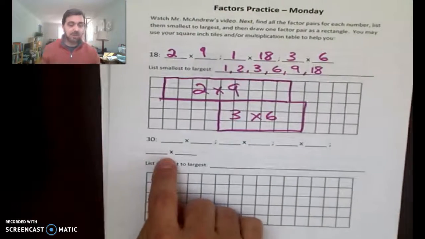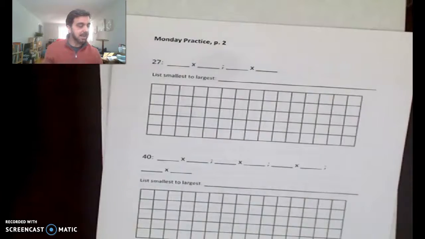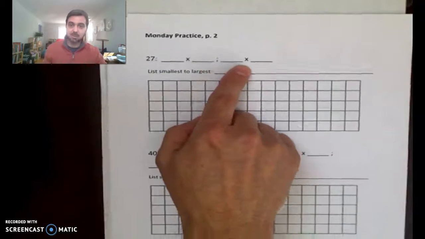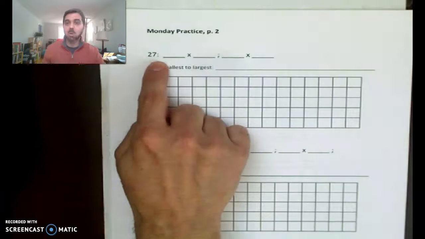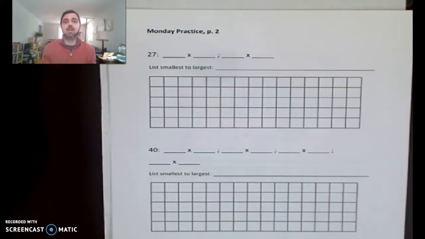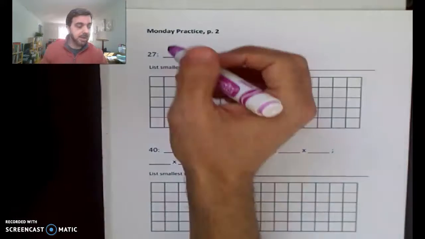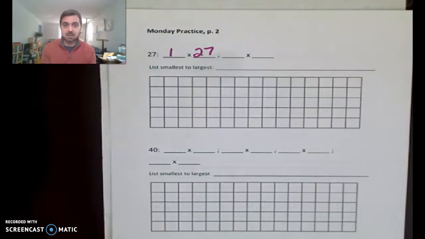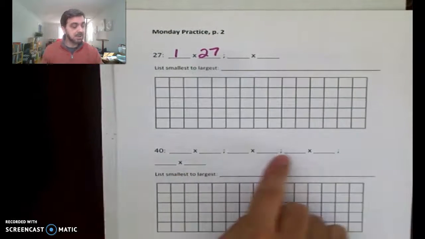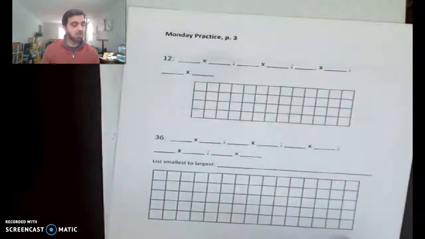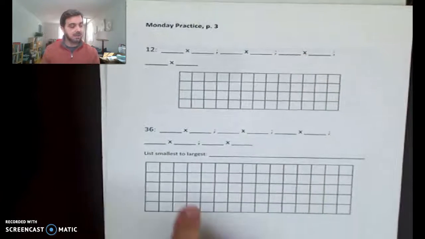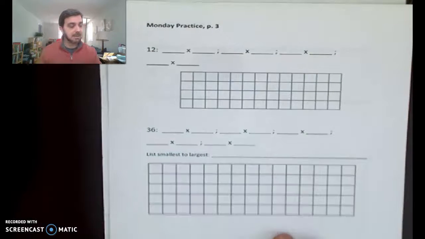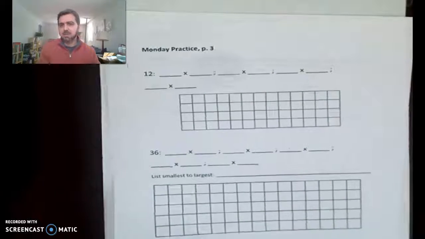Okay? So you'll find the factor pairs for 30 and for 27. Now for 27, there's only 2 factor pairs. That's why there's only space for 2. Okay? And you always know one of those pairs is always going to be 1 and the number. So you already know that one of them is 1 times 27, right? You can make 1 row of 27 square inch tiles. Okay, 40 has 4 factor pairs. 12 also has 4. And 36 has 5 factor pairs. All right, so 36 has a lot. Maybe you don't find all of them, but do your best to get them, okay?